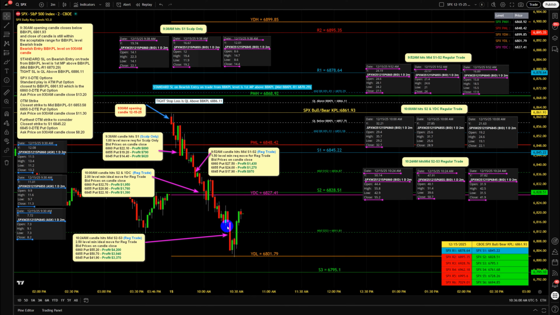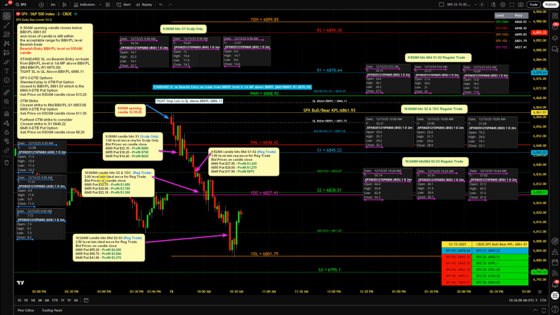anything past here you're going to have to be very cognizant of any potential reversals, especially when you get down to, say, yesterday's daily low, as we saw here. That is where things ended, at least temporarily, on this down move, as we had a hit of the YDL level and then a bounce above.